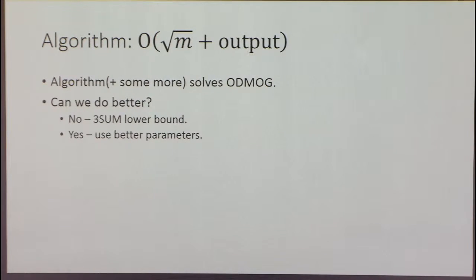Again, like I mentioned before, this algorithm plus some more algorithmic techniques, you can also solve ODMOG in similar runtimes. So the question is, can we do better? And there are two answers. One is no and one is yes. No, because of a 3SUM lower bound, showing that you have to spend square root of m time for the induced subgraph problem, assuming linear preprocessing. And yes, if we use some beta parameters, which goes back to the sparsity measurements that I mentioned before.